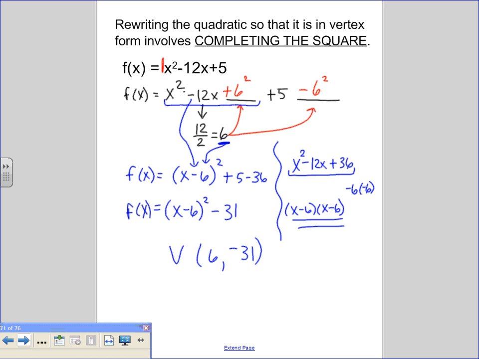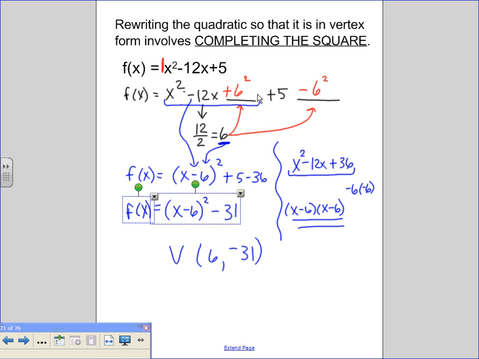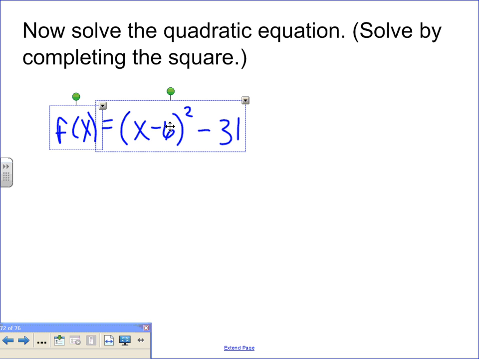Okay. So we're going to take that, and now I'm going to show you something else that's useful when you have this function here in vertex form. Once the square is complete, if I'm asking you to solve for this quadratic, find the solutions, then we set it equal to 0.